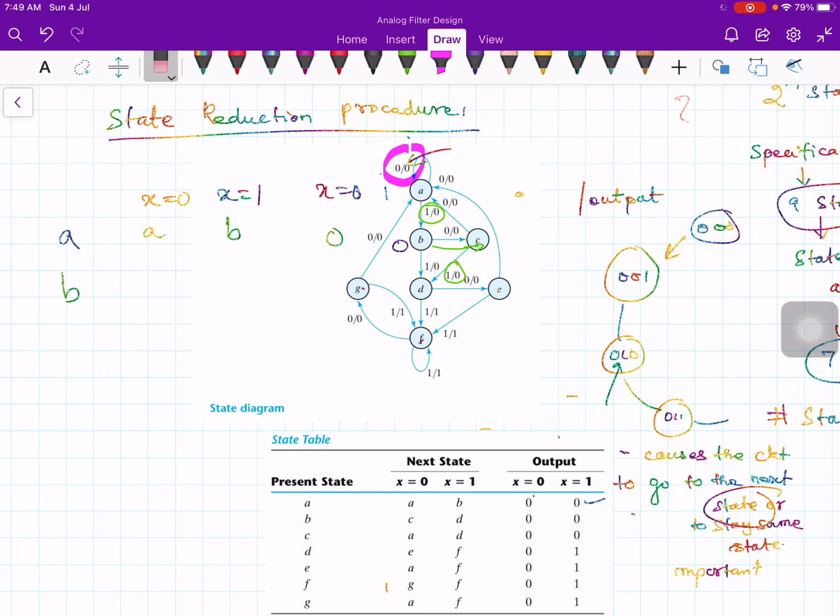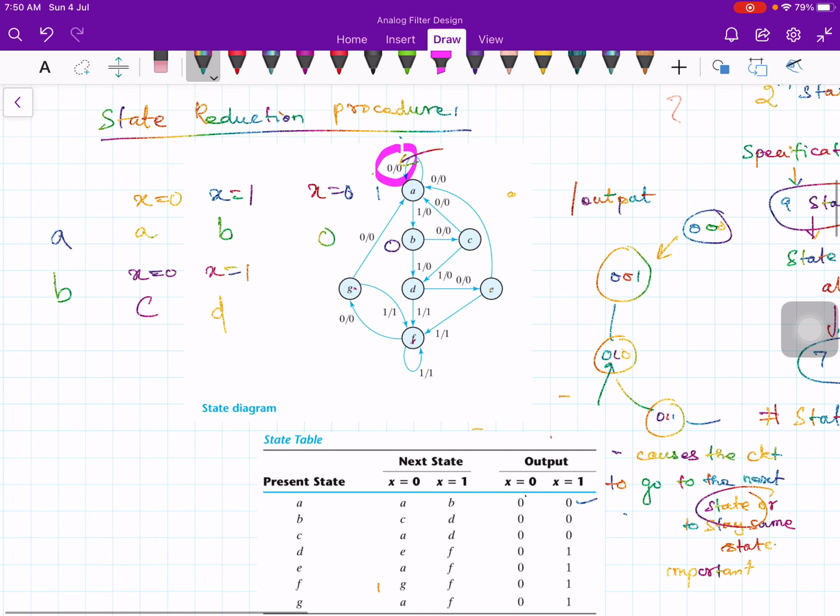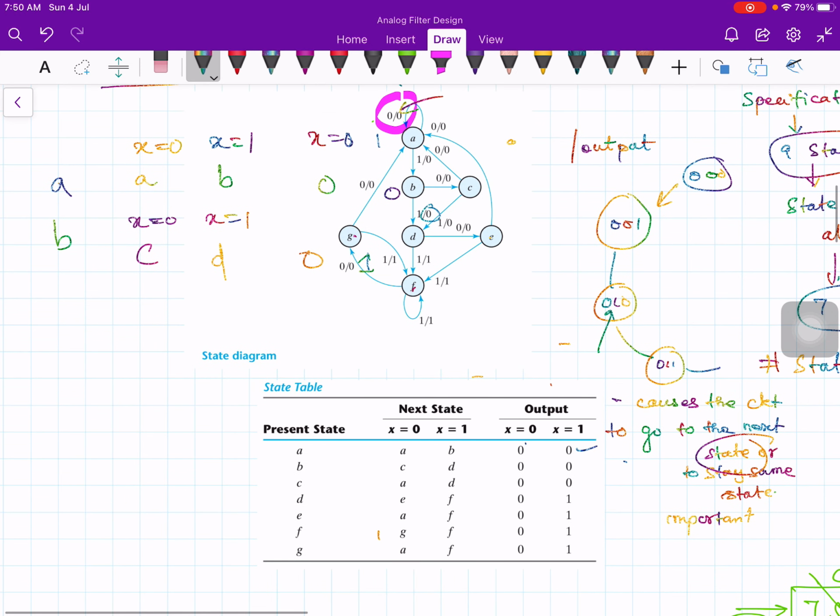From B, look at the figure. For B, if you give input 0, then it goes to state C. If the input is 1, x is 1, then it goes to state D. When it goes to state D, what is the output? Output is 0. So you put 1 here and 0 here. Like that you can keep on filling it up. So the state table construction is straightforward from the state diagram.